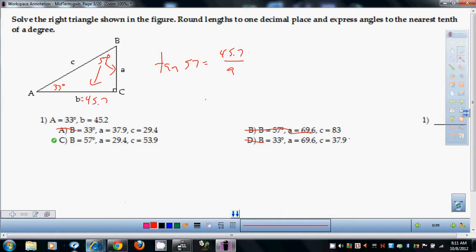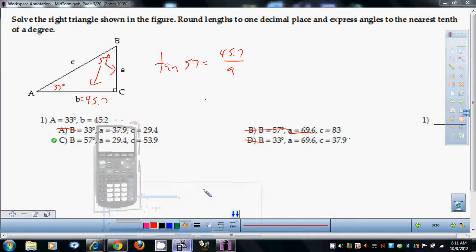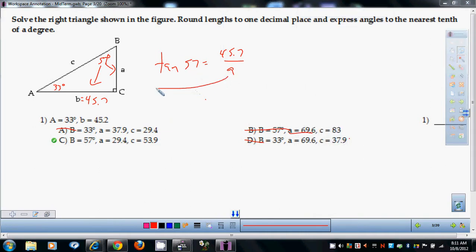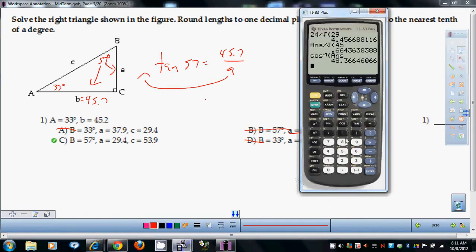No. What did you say? Okay, must have been funny. So anyway, we're going to multiply by A, divide by tan 57. I'm just going to let you have that joke.